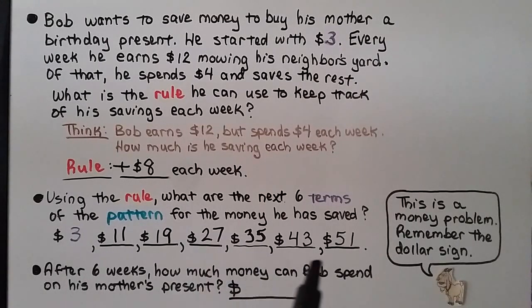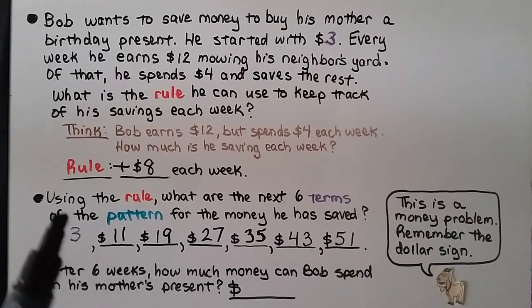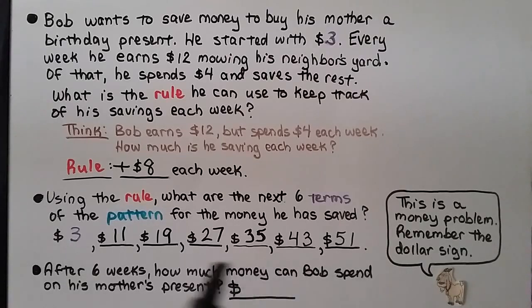Are these the terms of the pattern that you got? 3 plus 8 is 11. 11 plus 8 is 19. 19 plus 8 is 27. 27 plus 8 is 35. 35 plus 8 is 43. And 43 plus 8 is $51. And remember, because this is a problem about money, we have to remember to have dollar signs.